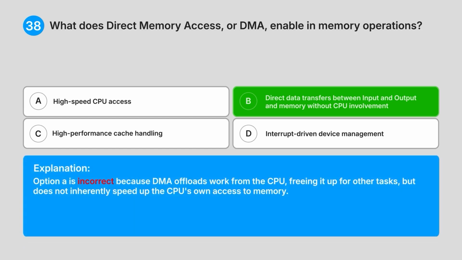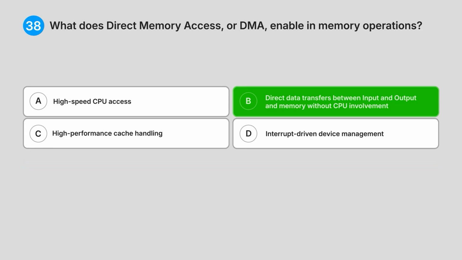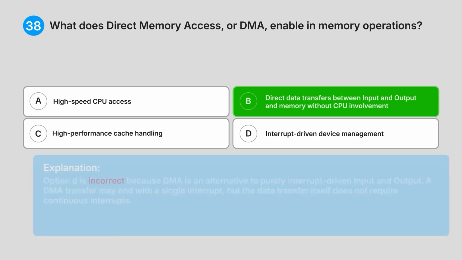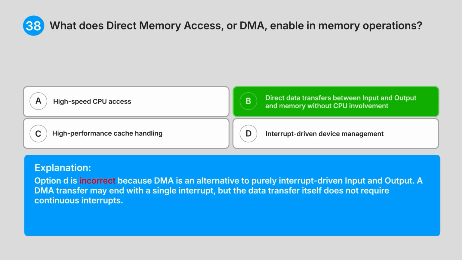Option A is incorrect because DMA offloads work from the CPU, freeing it up for other tasks, but does not inherently speed up the CPU's own access to memory. Option C is incorrect because DMA transfers often bypass the CPU cache, which can sometimes create cache coherence problems that must be managed by the system. Option D is incorrect because DMA is an alternative to purely interrupt-driven input and output. A DMA transfer may end with a single interrupt, but the data transfer itself does not require continuous interrupts.